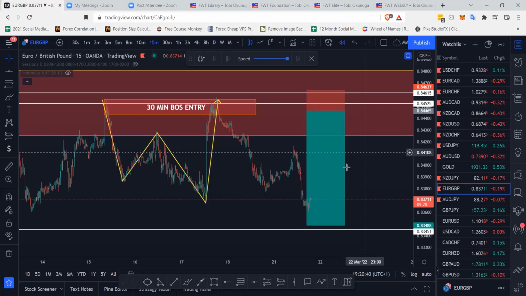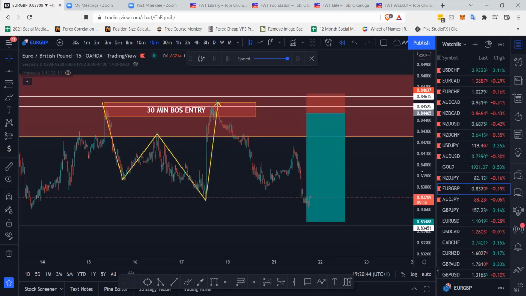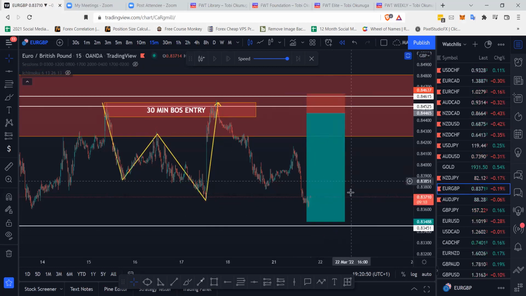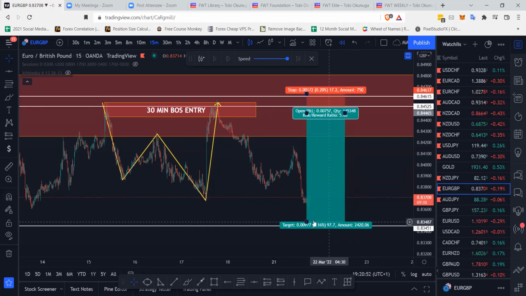Okay. So cheers to people that took this particular trade. By the grace of God, I believe that it's still going to get here. Okay, so I've taken some partials already. Okay, so I'm still waiting for it to get here.